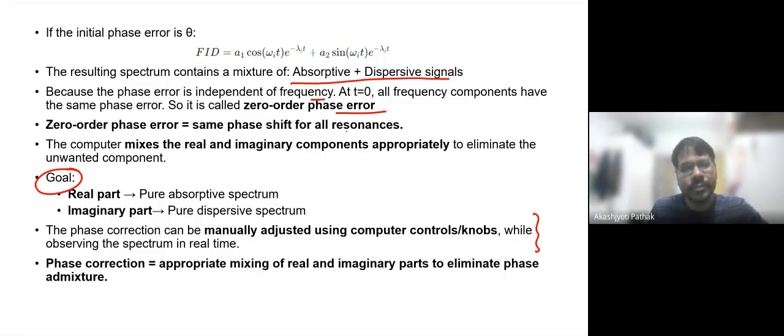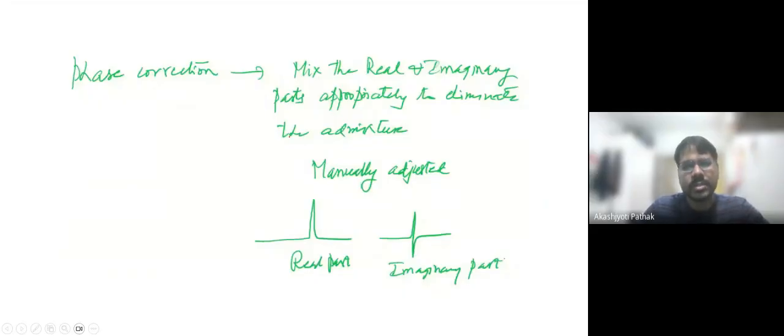So the solution is that you have to mix the real and imaginary components appropriately, so that you can get the purely absorptive signal and the purely dispersive signal. That is what the computer does, mixing the real and imaginary components to eliminate the unwanted component, as was explained in the lecture as well. So you mix the real and imaginary parts appropriately to eliminate the admixture. This can also be manually adjusted, so that your real part is purely absorptive and your imaginary part is purely dispersive.